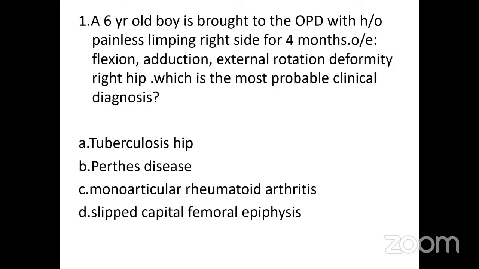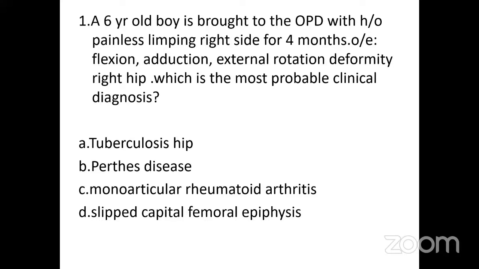Another deformity is flexion, abduction, and external rotation. With a history of trauma, you have to think of anterior dislocation of the hip joint. In short form, we usually describe it as FABEX, F-A-B-E-X. So if it is FABEX, it is anterior dislocation. FAIR, flexion, adduction, internal rotation, is posterior dislocation.